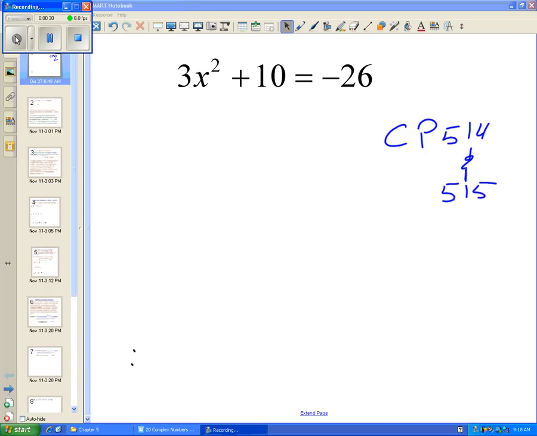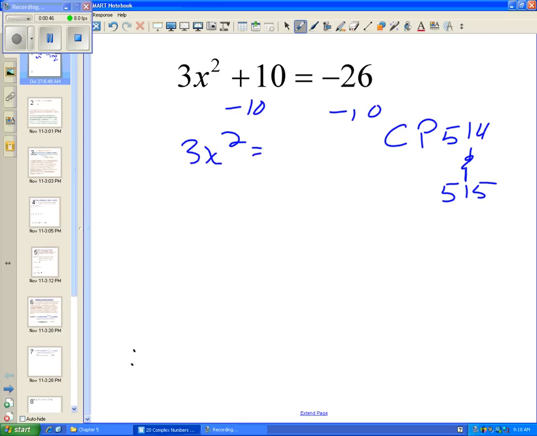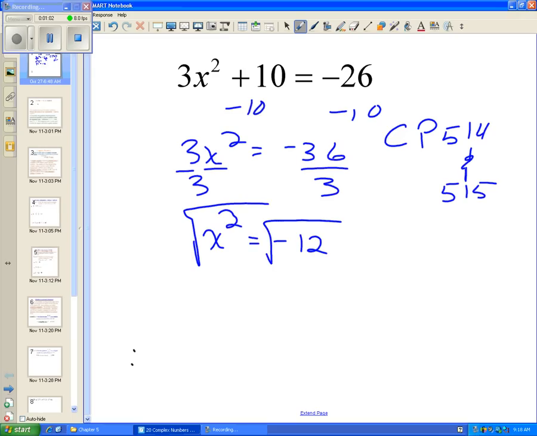Before we start in the Course Pack, I want to talk about where this idea comes from and what it is. Let's say I gave you this problem. We just did a quiz over this on Friday. To solve for the x squared, I subtract 10 from both sides. You get 3x squared is equal to negative 36. Divide both sides by 3 to get x squared by itself. And now I take a square root of both sides, and I get x is equal to plus or minus the square root of negative 12.